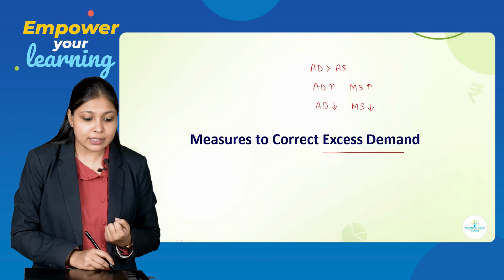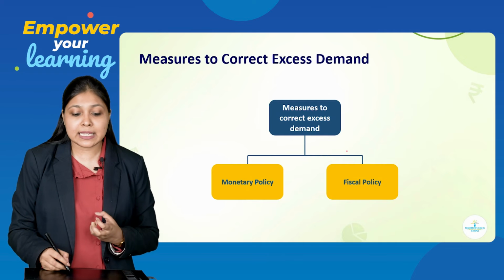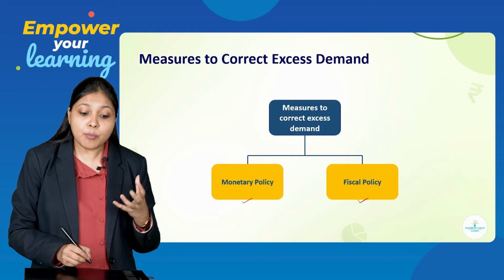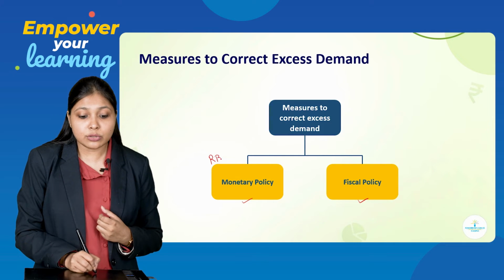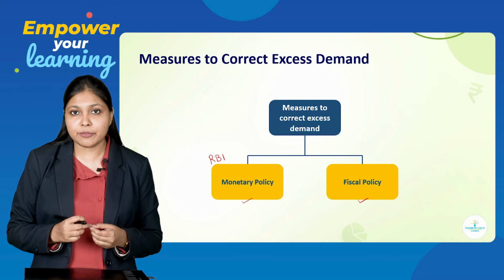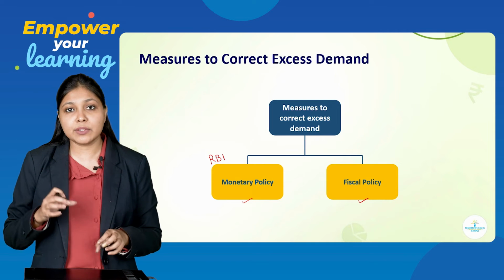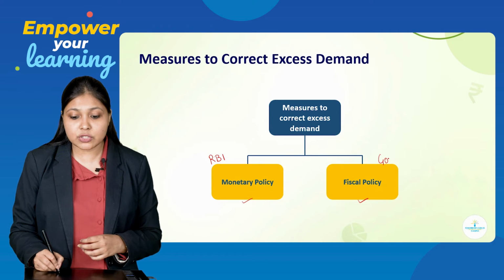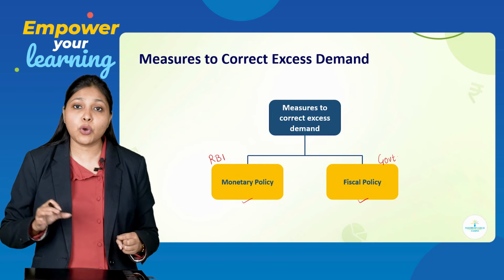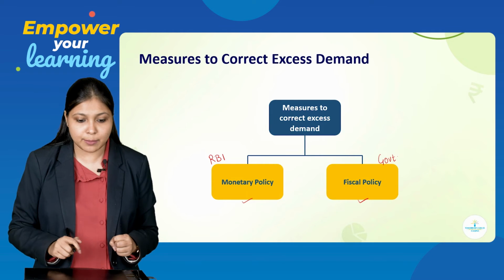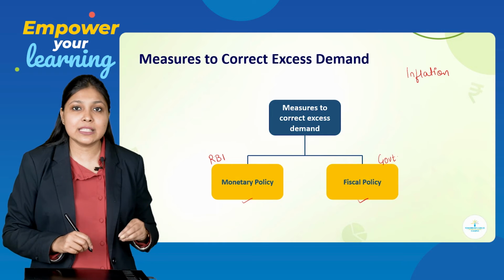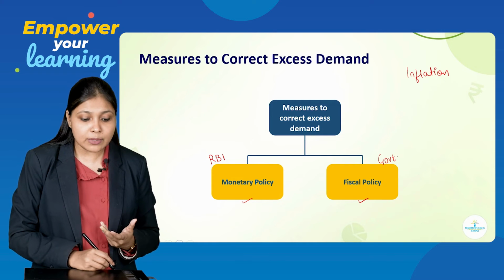So let us see what are the different measures. Basically there are two measures, that is monetary policy and fiscal policy. Monetary policy is done through RBI, that is Reserve Bank of India. These are the policies which are created by RBI, and fiscal policies are the policies which are created by the government in order to control the situation of excess demand. And what happens in excess demand? There is a rise in price of goods and services. So basically it leads to inflation. So let us see one by one.